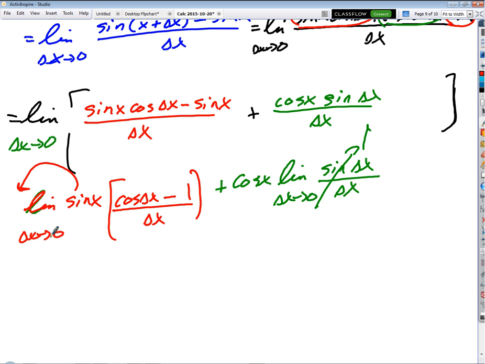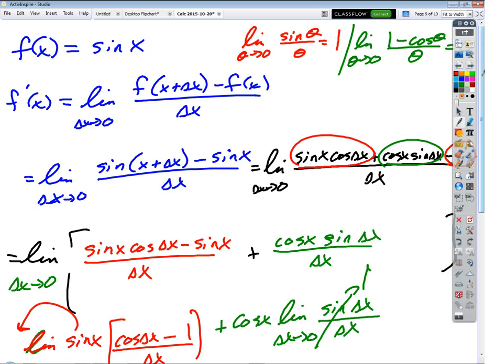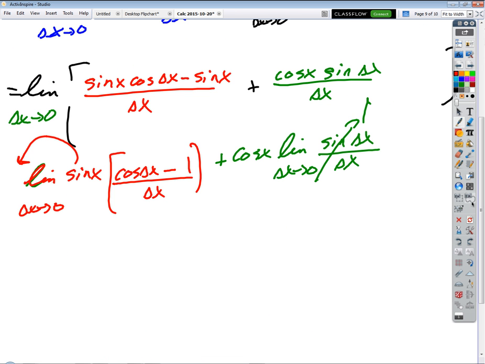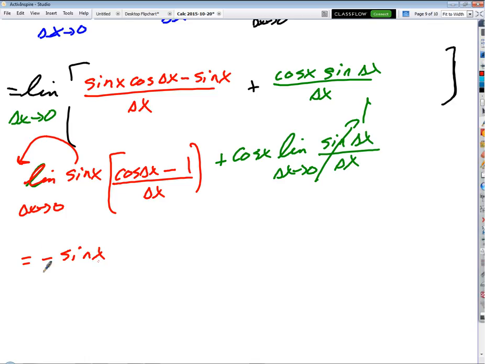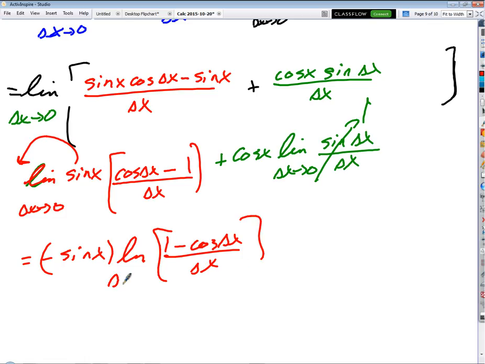Now that looks familiar though, right? If we look up here, isn't that really the same thing as this? No, I mean, it's not, but it is to within a factor of -1, right? If I factored out a -1 from this, then I'm just going to get a negative sine x. Let's pull that out front, times the limit of 1 minus cosine delta x over delta x as delta x goes to 0. And that one we know.